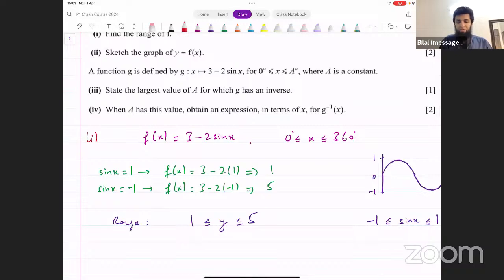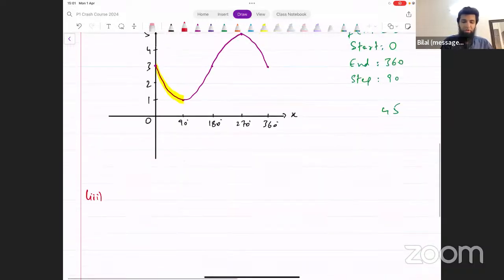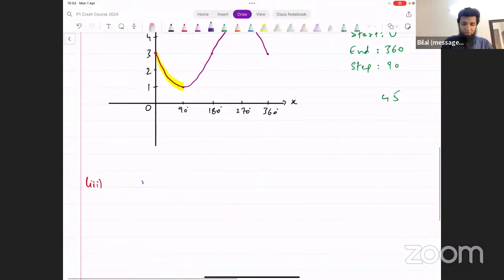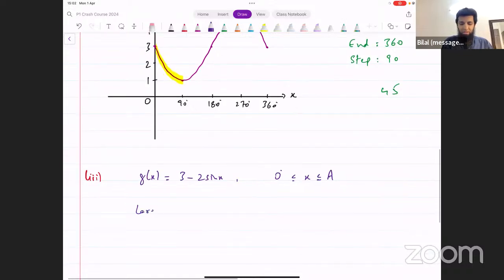The largest value of a for which g has an inverse would be 90 degrees. What's g of x? g of x was 3 minus 2 sine x, right? And the domain given was from 0 to a. We say the largest possible value of a for which it would remain a one-to-one function is 90 degrees. You can't go beyond that, okay?